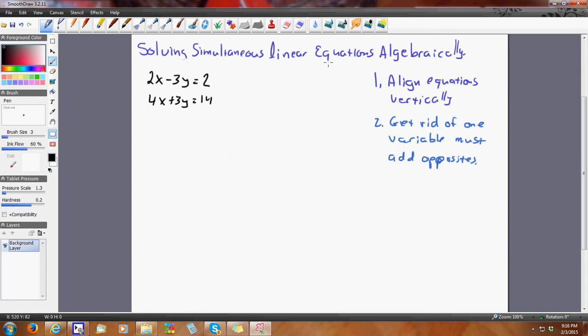Alright, so I'm going to solve simultaneous linear equations algebraically. And here's what you do. You take the two equations and you align them vertically. If anything can cancel out, then you're in great shape. So I'm going to combine these two because I notice I have a negative 3y and a positive 3y, so I know that my y value is going to cancel.